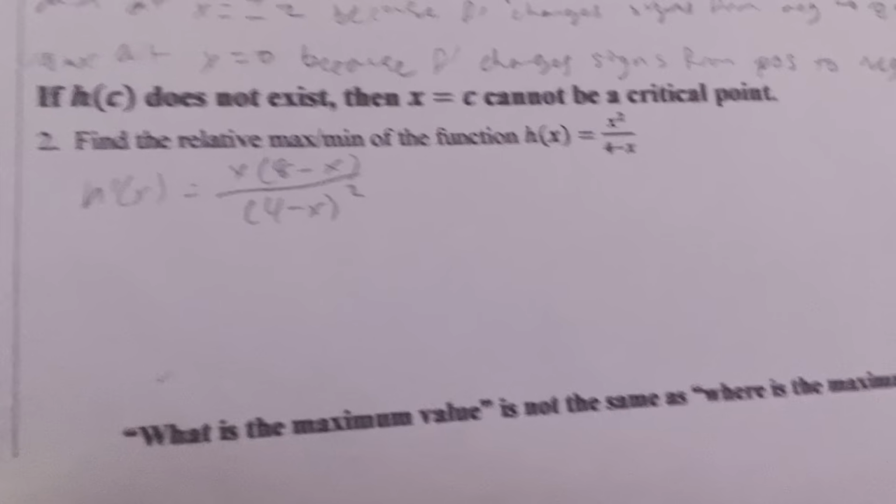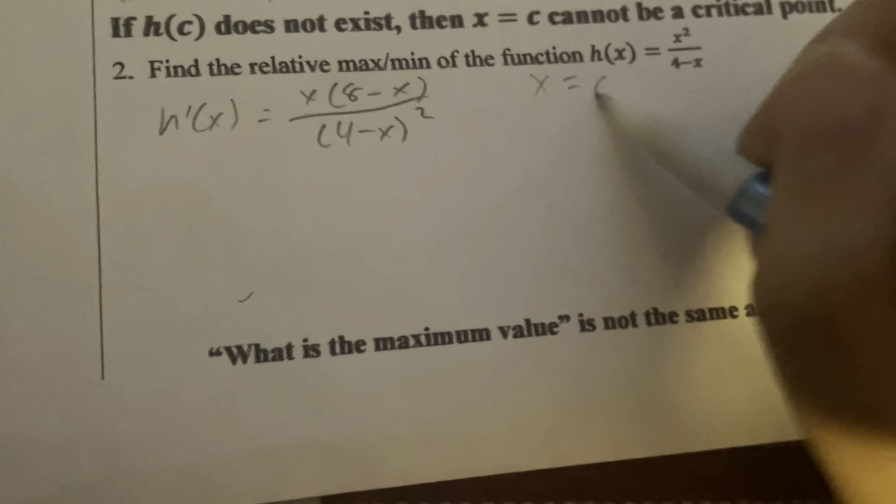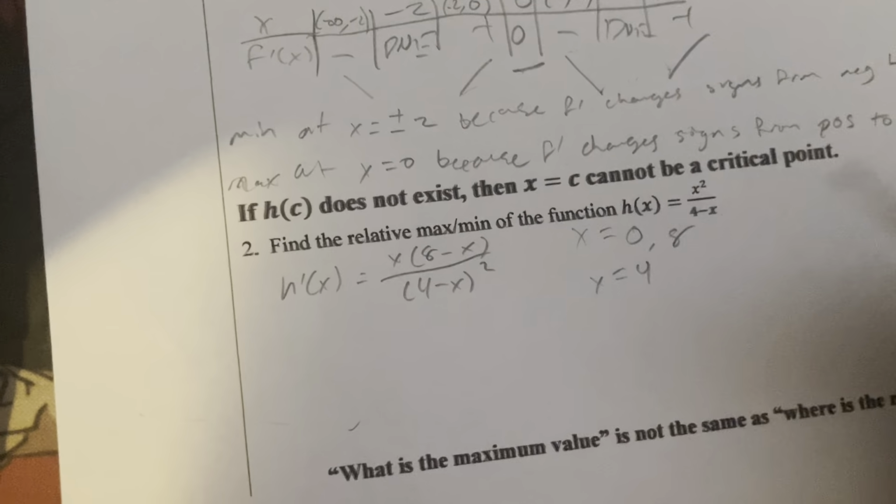And then what will make it equal to 0? You see that 8 will make it equal to 0 and 0 will make it equal to 0. So our critical points will be 0 and 8. But we also want to include the 4 on our table, so it's right here so I don't forget.